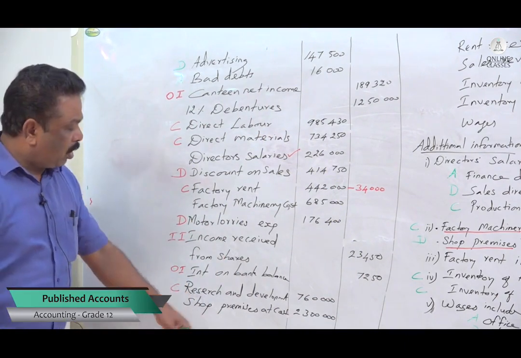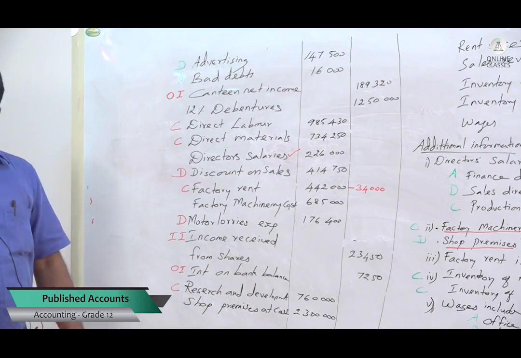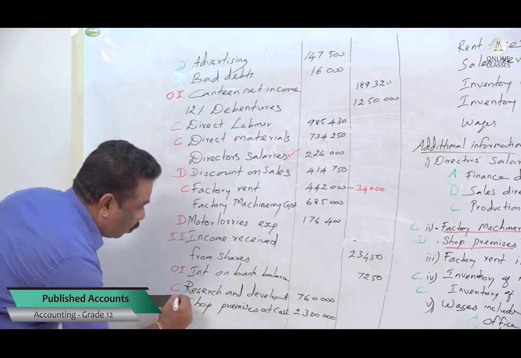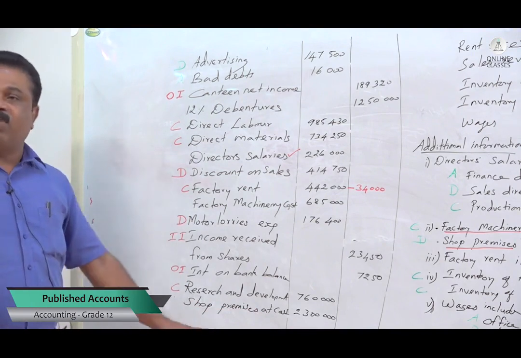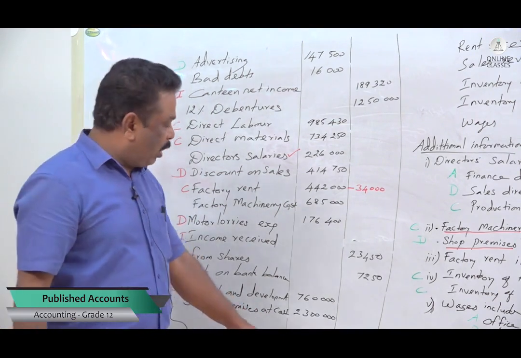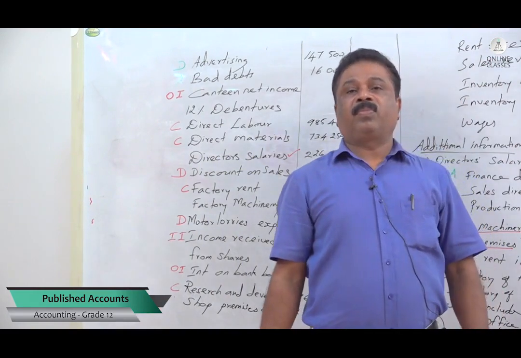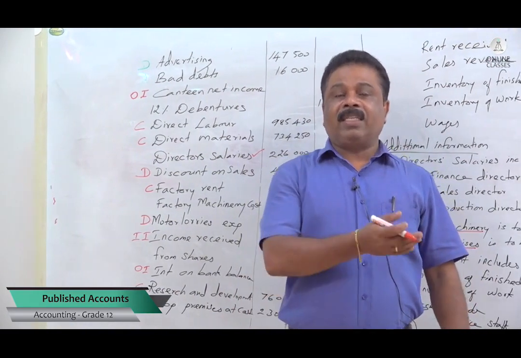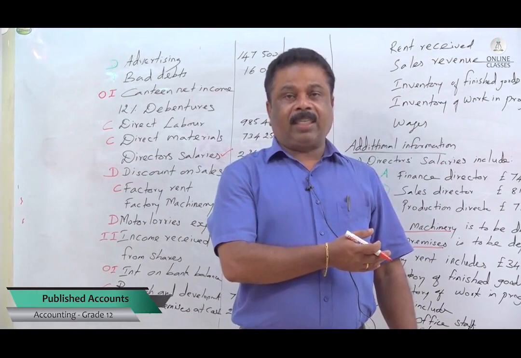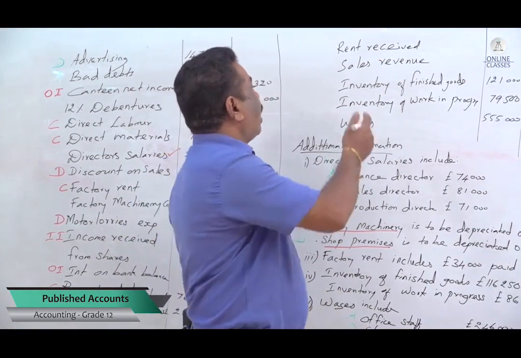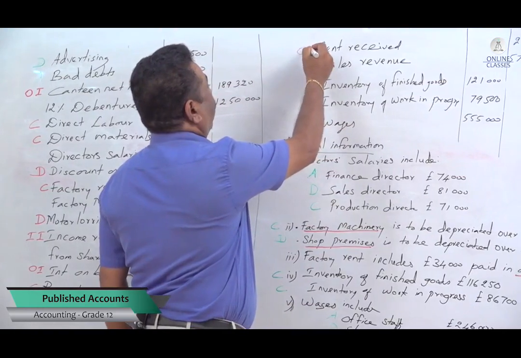The next one, shop premises. Shop premises is meant for distributing the goods, but it's a non-current asset. We will charge a depreciation on it, so leave that part. Next comes rent received. Rent received is an income. But what type of income is it? It is other income. So OI.